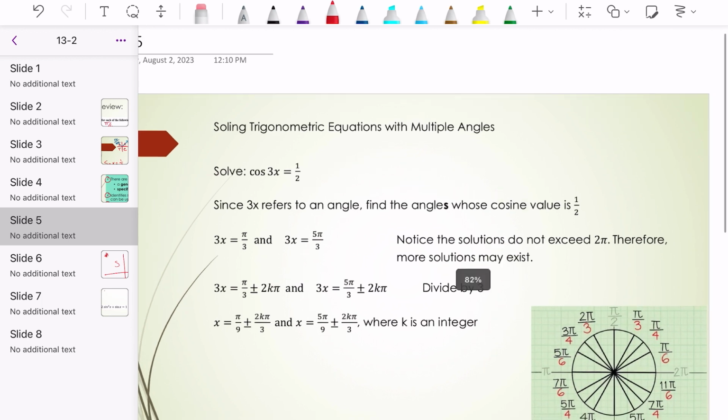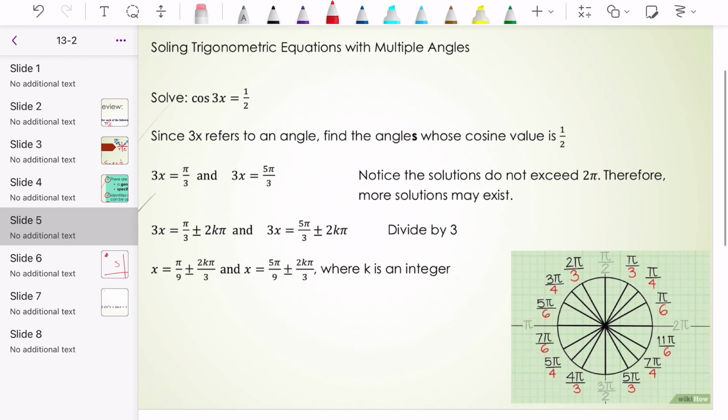As we take a look at slide 5, we're going to take a look at the sample problem of cosine of 3x is equal to 1/2. As we're working this problem, the first thing to pay attention to would be the fact that we have a 3 in front of the x. Now, the most important part is to isolate the cosine and your theta. If there's a number attached to it, whether it's being multiplied by or divided by, you would be able to leave it there and solve for that specific problem.